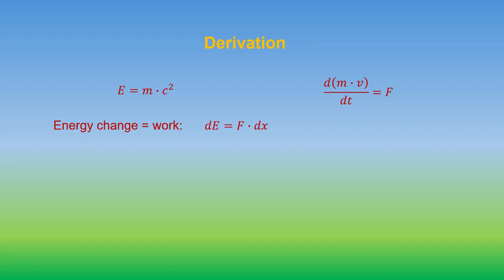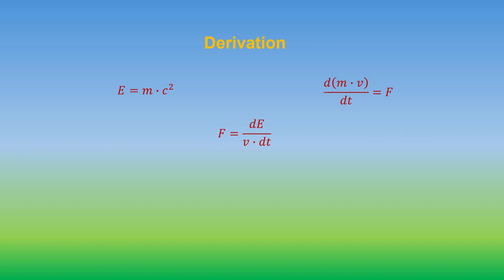The energy change of the object is the work applied to the object, in other words, force times displacement. dE equals F times dx, where x is the distance traveled by the object. And the distance traveled by the object is velocity times time. dx equals v times dt. When we combine the last two equations, we get dE equals F times v times dt. Next, we solve for F. We get F equals dE over v times dt.